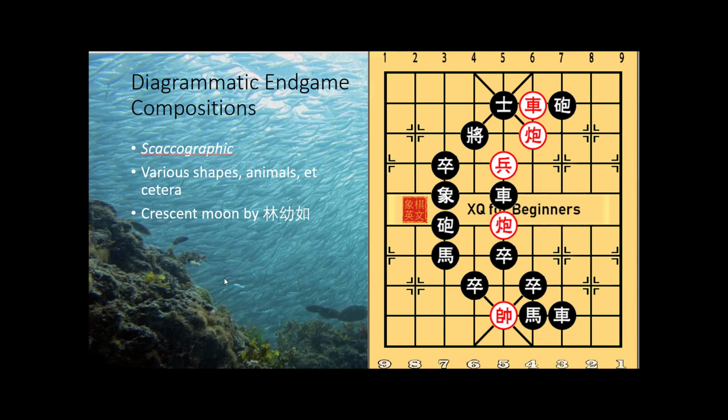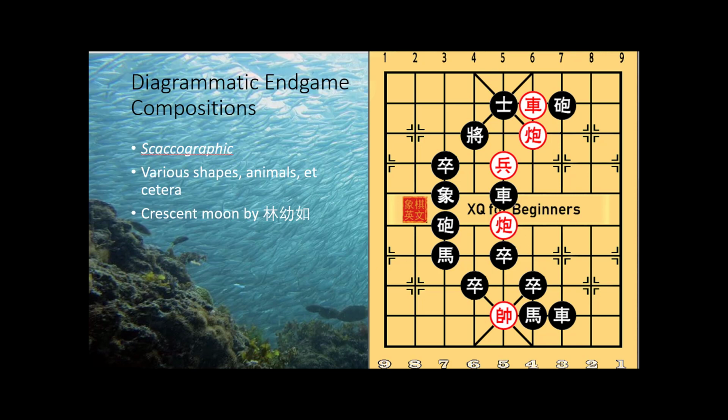And next, a very big topic, and perhaps the most interesting one for the Westerner, would be diagrammatic endgame compositions. In this very simple endgame composition, we can see that it's arranged in the shape of a crescent. It was one of the earlier endgame compositions that was created after 1940. The creator was Lin Youru, one of the more prominent Xiangqi endgame specialists of his time.